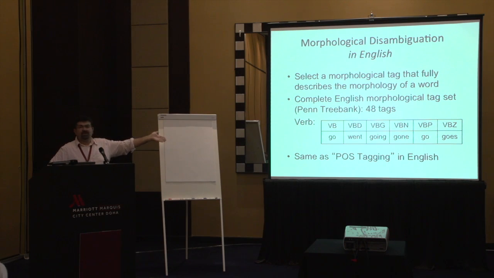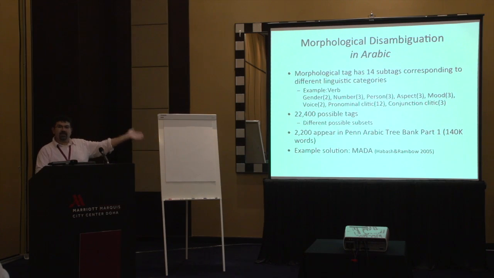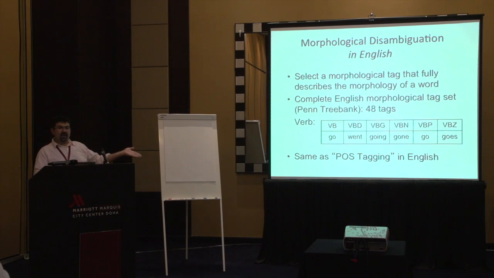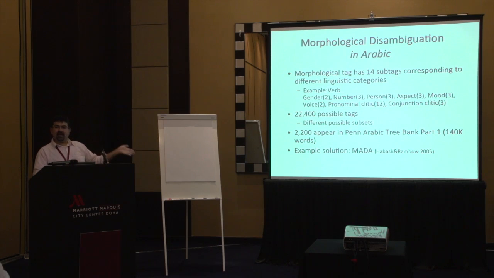But these are features, basically. When you go to Arabic, the number of features is a lot larger, and instead of talking about 48 tags, you're talking about 22,000 tags to do the analysis or disambiguation. One of the tools that we developed, called MADAMIRA, handles this. I'm going to describe how we do this, and I'll show you a quick demo, and then we take the break.